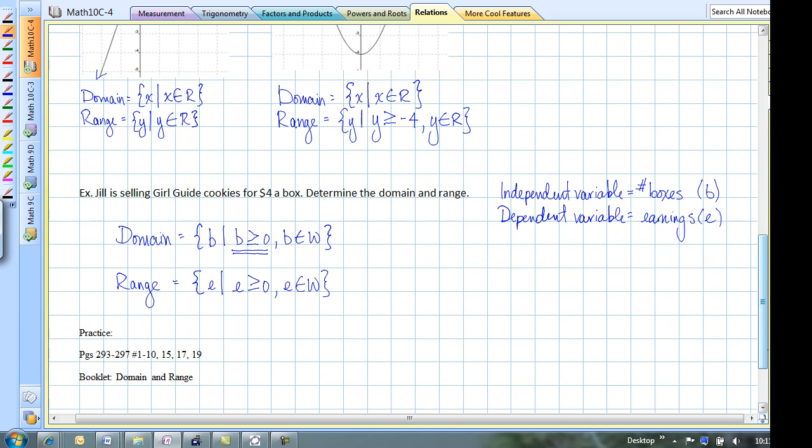So for practice, please complete these particular pages and numbers in your textbook. If you're finished with that, there is a booklet on domain and range that you can be working on.